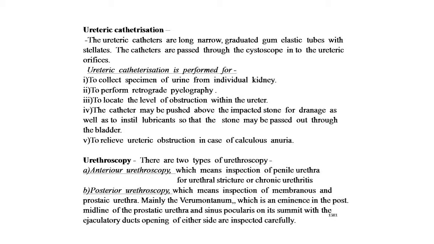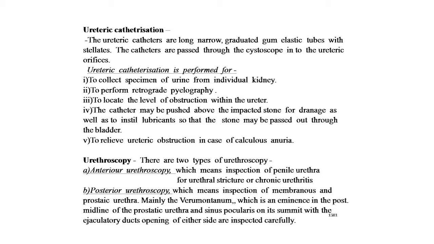The ureteric catheters are long, narrow, radiopaque gum elastic tubes with stellate tips. The catheters are passed through the cystoscope into the ureteric orifices. Ureteric catheterization is performed to collect specimens of urine from the individual kidneys, to perform retrograde pyelography, and to locate the level of obstruction within the ureter. The catheter may be pushed above the impacted stone for drainage, as well as to instill lubricant so that the stone may be passed out through the bladder, and to relieve ureteric obstruction in case of calculus anuria.